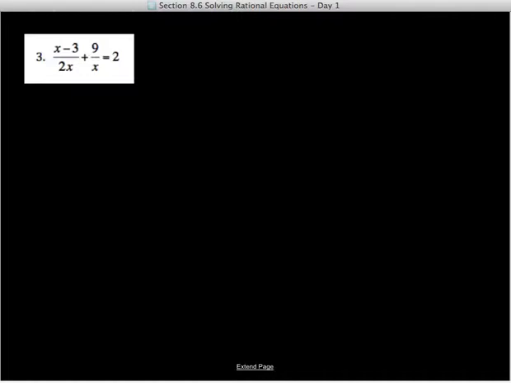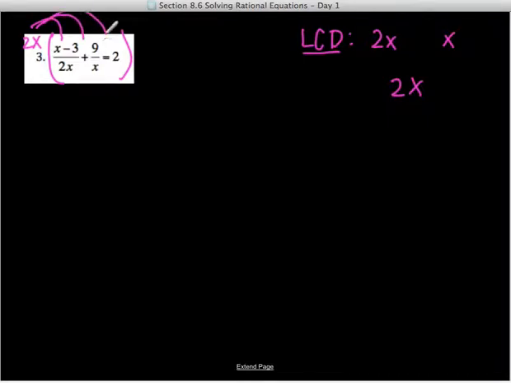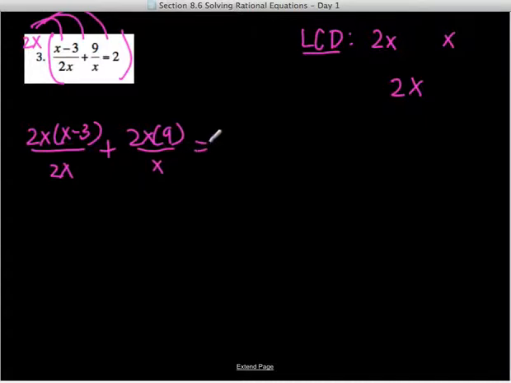Example 3, I look at this one and I want to find my LCM, okay, or my LCD. If I have 2x and x, well, what could I make them both be? I would take 1, 2, and they each have an x, so it's 2x. So my LCD is 2x, and I multiply both sides by 2x. So you can write it either this way or how I wrote it on the other side. So everything's going to get multiplied by 2x in the numerator. So it's really 2x times x minus 3 over 2x plus 2x times 9 over x is equal to 2x times 2.